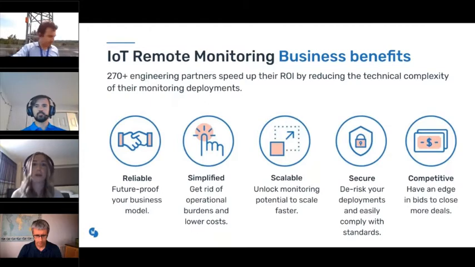So, IoT remote monitoring business benefits: you have really reliable data, as I mentioned. It's simplified, it's very scalable, it's really simple to add on, grow projects, just add new equipment in as needed. It's really secure, and then you have a competitive edge in bids moving forward. Really, you're going to see those cost savings pretty quickly.